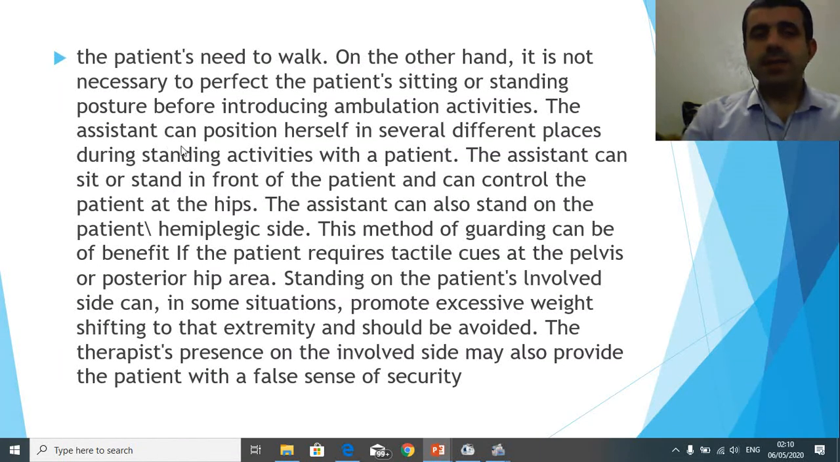The assistant can position herself in several different places during standing activities with a patient.